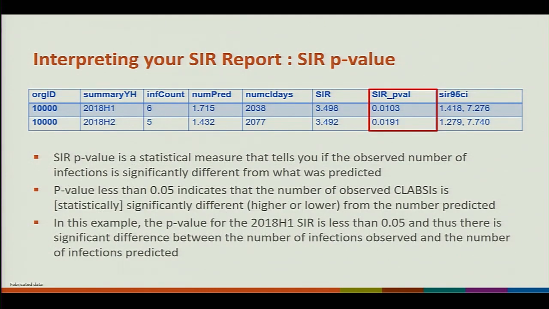The p-value is a statistical measure that tells you if the observed number of infections is significantly different from what was predicted. So if your p-value is less than 0.05, that indicates that the number of observed CLABSIs, or your infection count, is significantly different, either higher or lower, from what was predicted. In this example, the p-value for the first 6 months is less than 0.05. And this would say that there is a significant difference between the number of infections observed and the number of infections that were predicted.